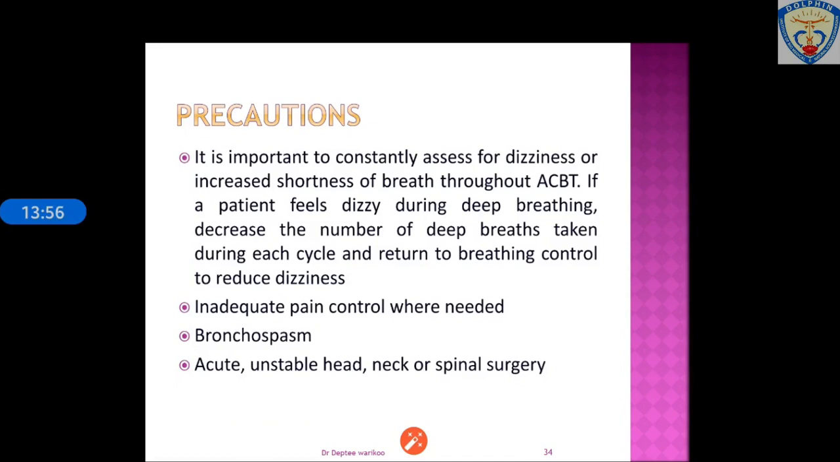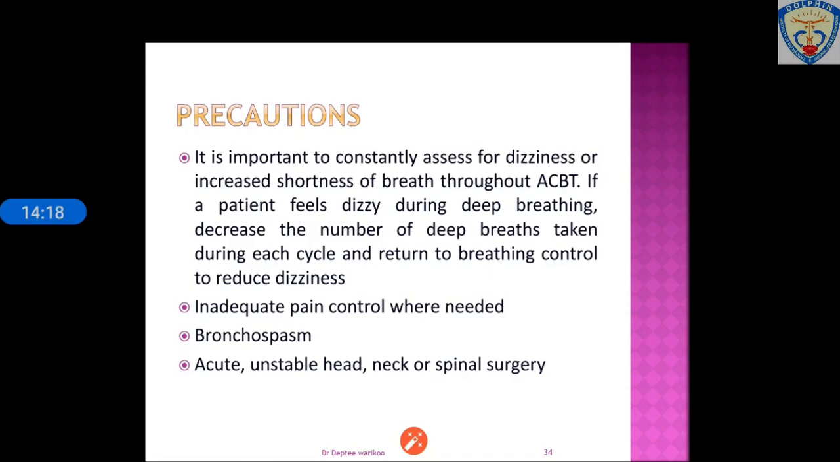Now, what are the precautions which we have to take care of in ACBT techniques? It is important to constantly assess for dizziness or increase of shortness of breath. If the patient is feeling any dizziness or has decreased the number of deep breaths taken during the cycle, return back to the breathing control phase.